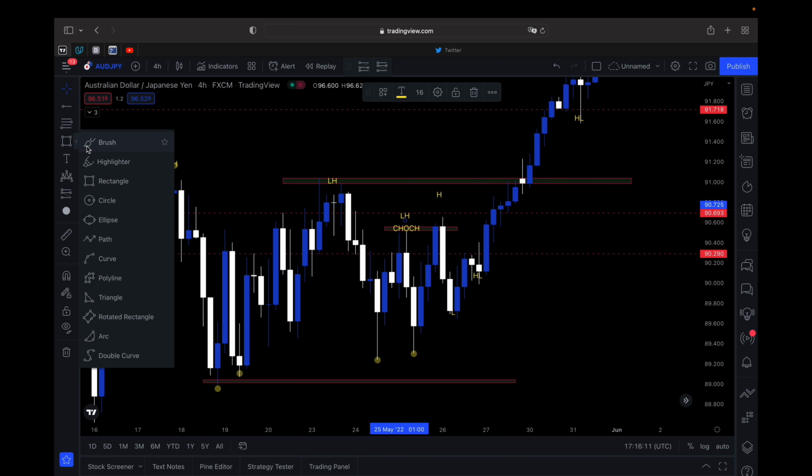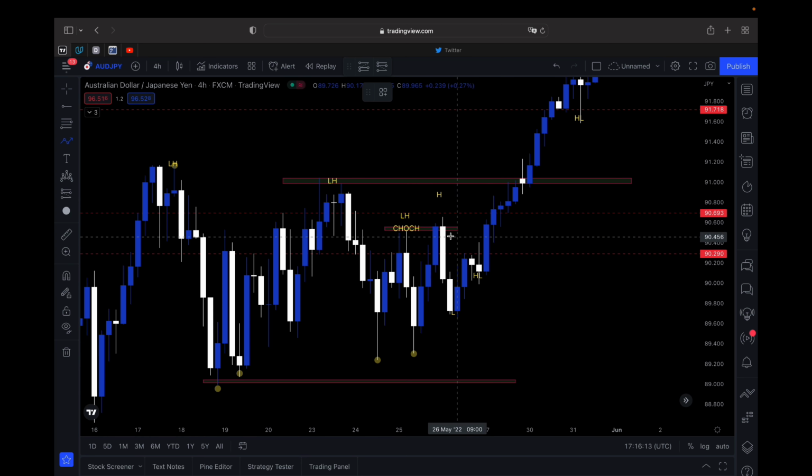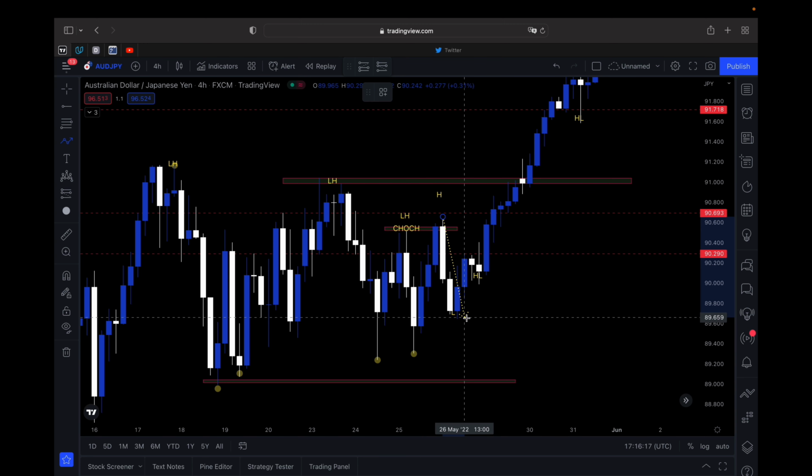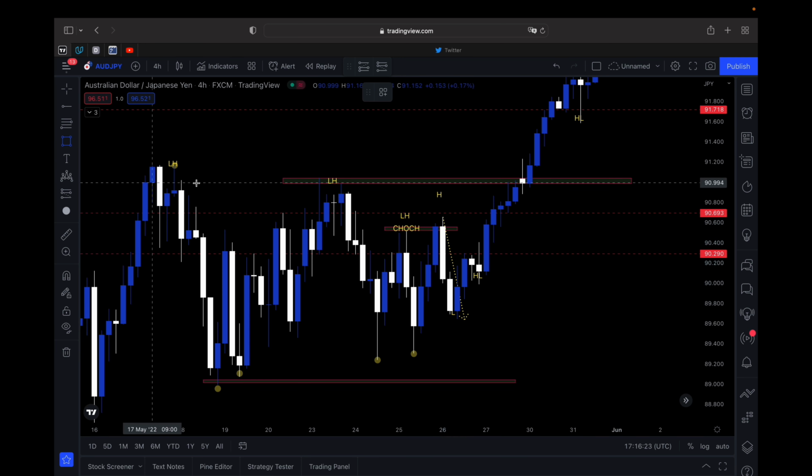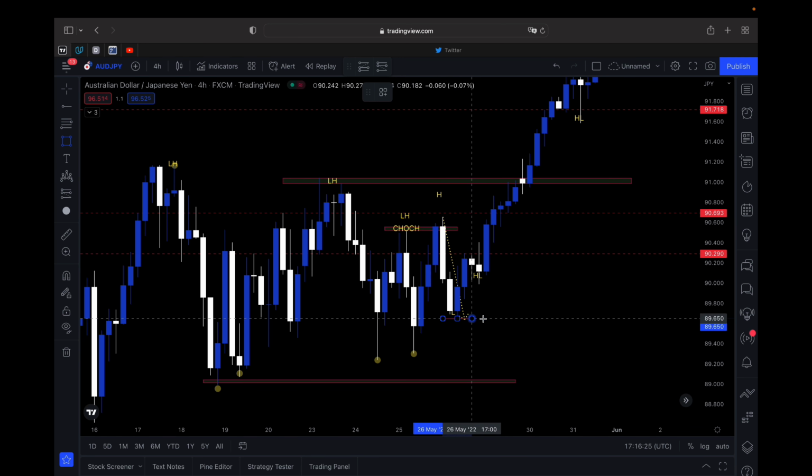Sorry for that. After breaking, it made a pullback or a retracement downward to pick orders. Now this is where buyers come into the market, this point here. So how can you spot here?